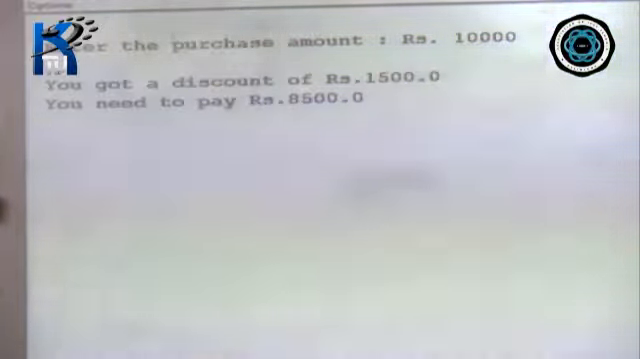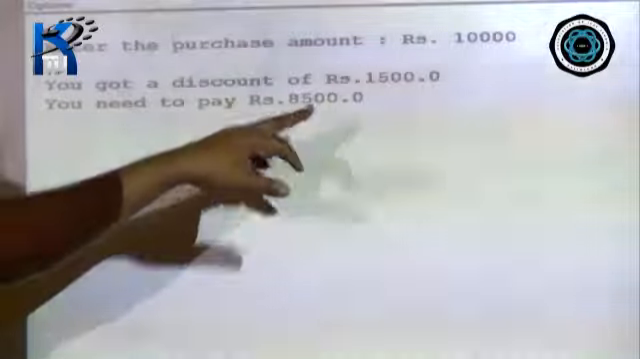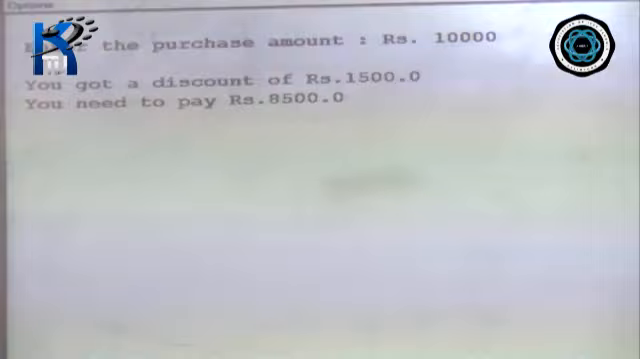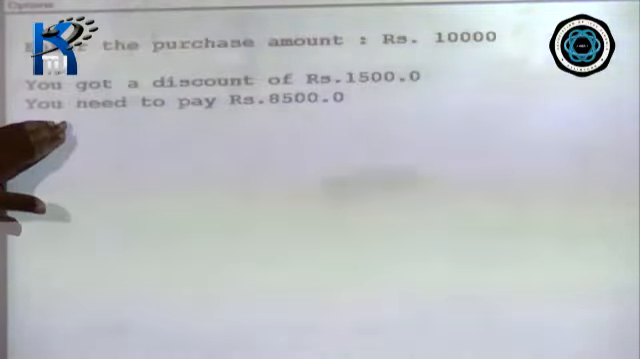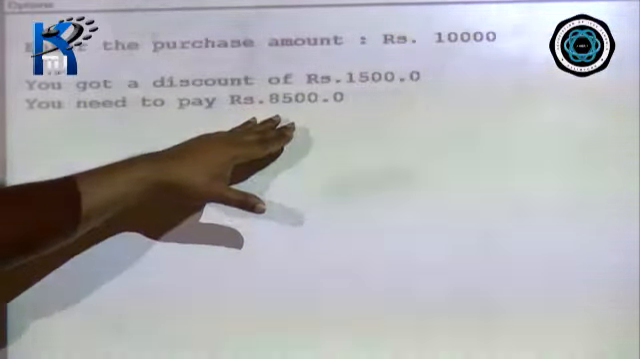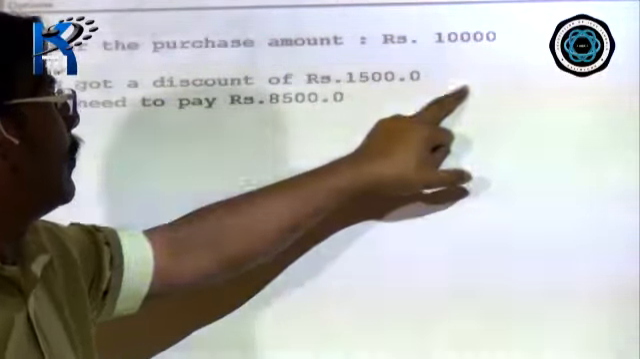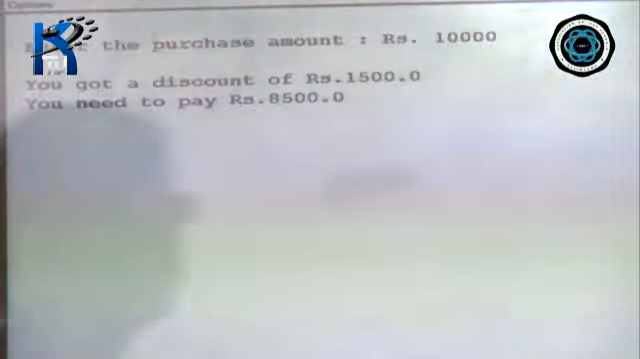Now this 10,000, remember, is more than 5,000. So gets a discount of 15%. So you got a discount of 1,500. So 15% of 10,000 is 1,500. And then the final bill, you need to pay rupees 8,500. Remember, this will be stored in the variable called PA.